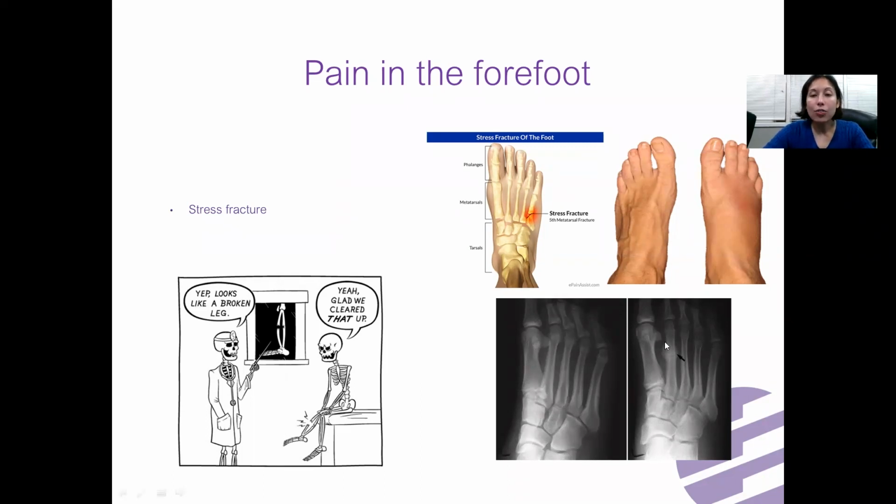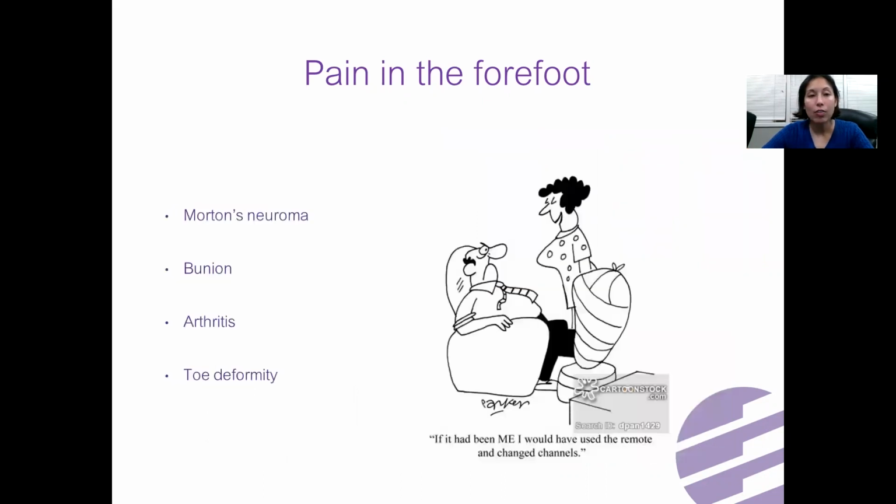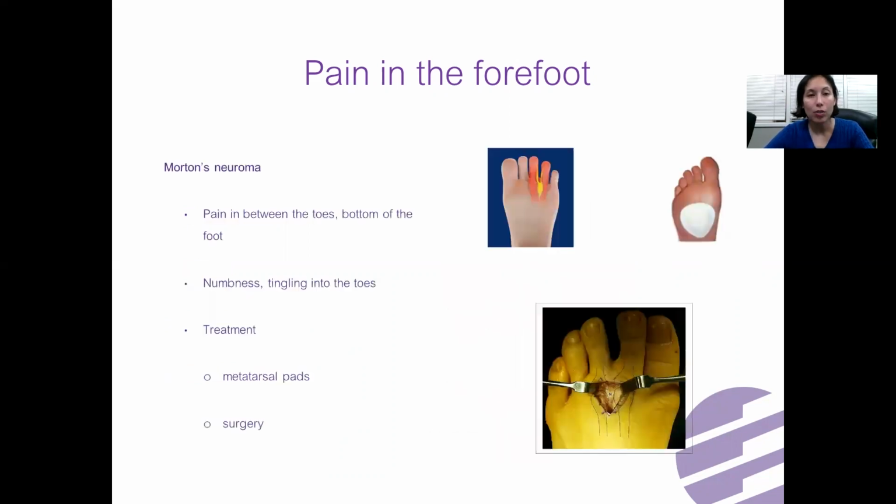If you take an X-ray weeks and weeks later, you'll actually see the bone healing. So these are stable fractures that people will continue to walk on, and they're oftentimes not found because they don't come into the doctor. It just kind of resolves itself. Other issues that can occur in the forefoot are something called a Morton's neuroma, bunions, which most people are aware of, arthritis, and toe deformities like hammer toes or claw toes.